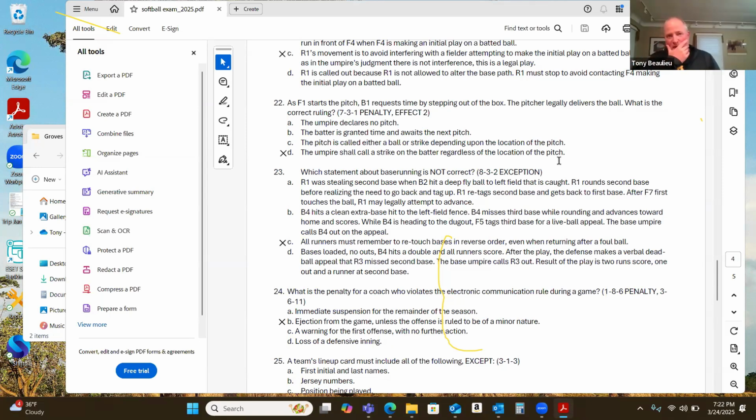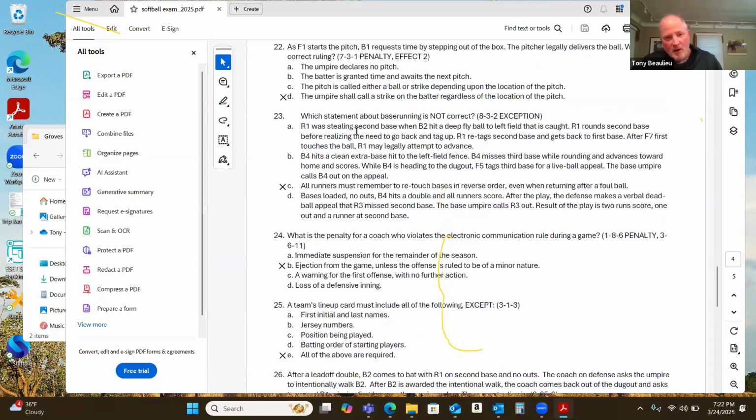These are things that we'll probably never see, but it's good to know the ruling just in case. We'll definitely see a situation where the batter calls timeout and steps out of the box, but as far as that batter then getting hit, umpires shall call a strike. Okay, number 23, we're running a little short on time.